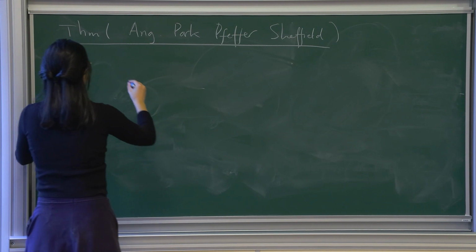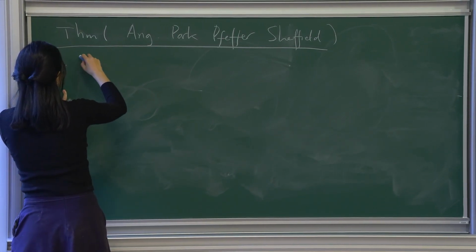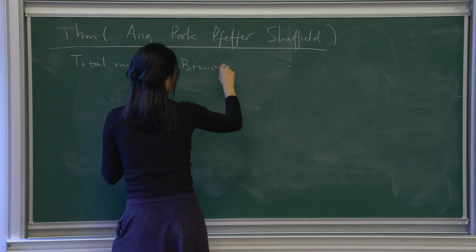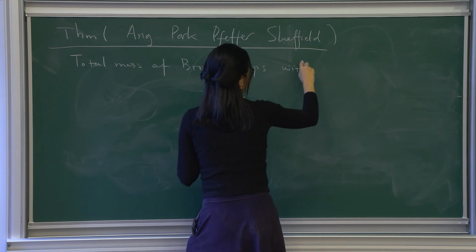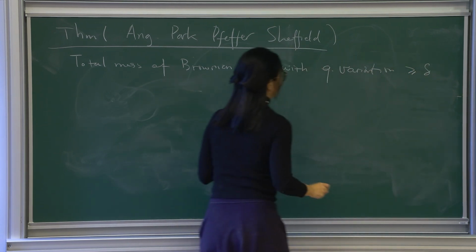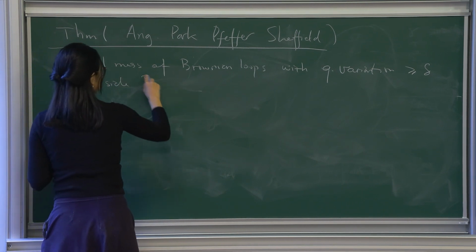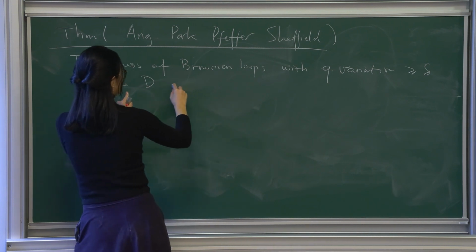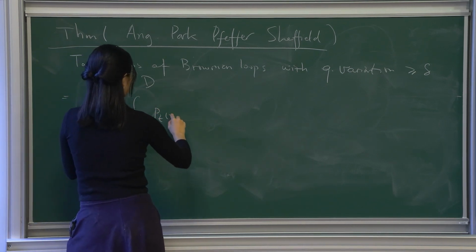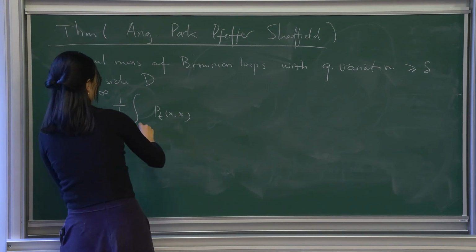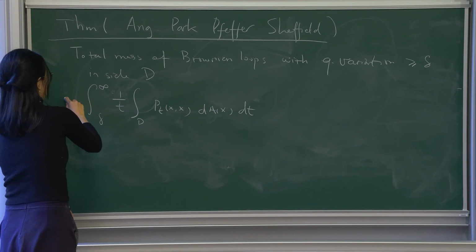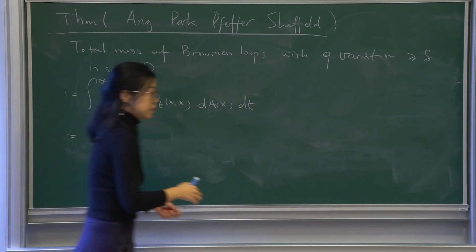So the theorem is saying that if I look at the total mass of Brownian loops with a quadratic variation larger than delta inside D. So this is basically the integral from delta to infinity of 1 over t, p_t(x,x), dA(x) dt. This has an expansion which I need to look up in my notes now.